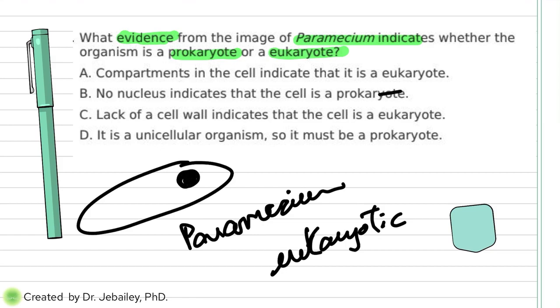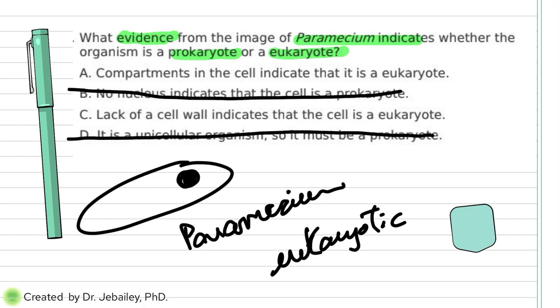So we already canceled this one because it has a nucleus, and it cannot say it's a prokaryotic because prokaryotics don't have a nucleus. So B and D are gone. Next, we're going to talk about A and C. Compartments means organelles in this cell. It's true. If you have organelles, you are a eukaryotic. But does paramecium have organelles? Yes, they do. They have mitochondria. They also have some Golgi here and so on.